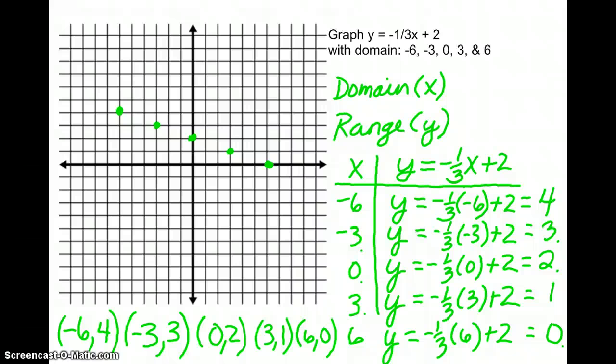And so the second part of this problem was to identify the range. Well, the range are all the values you got for y. And so that would be 4, 3, 2, 1, and 0. Basically all of these values right here. And so that's how you graph that function.